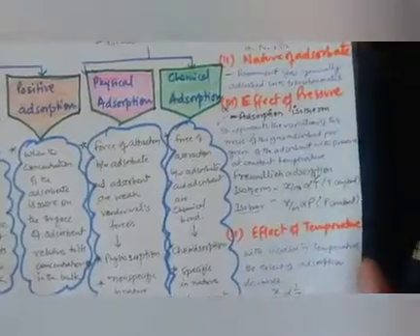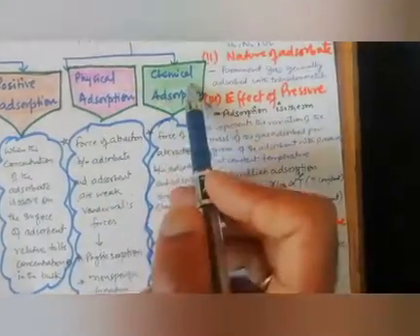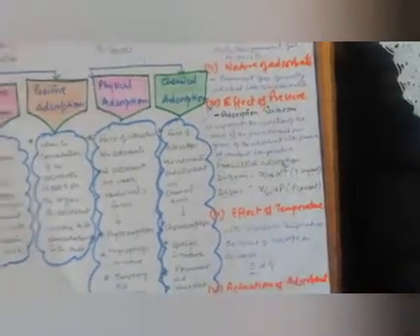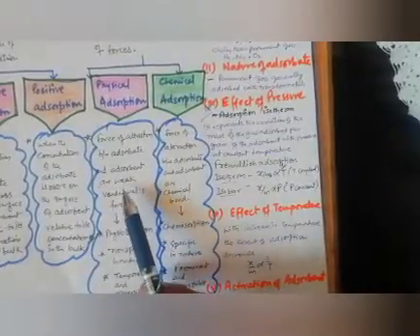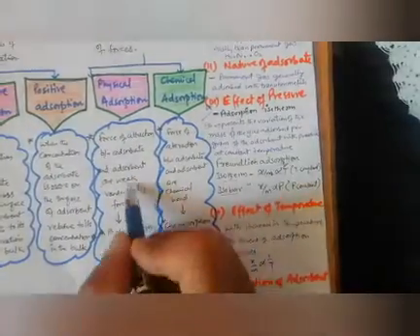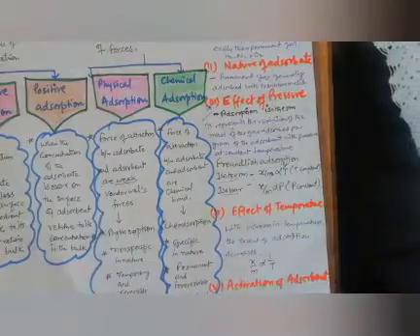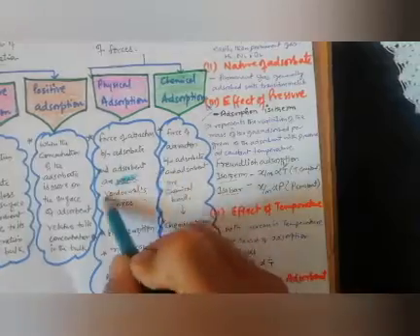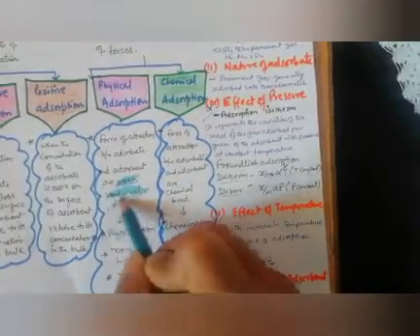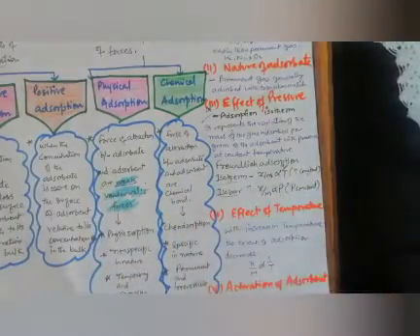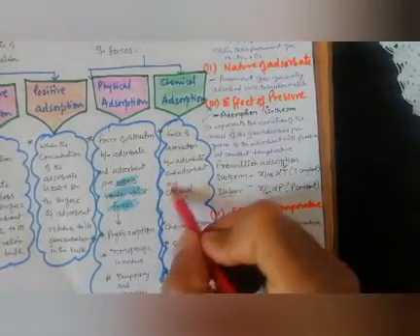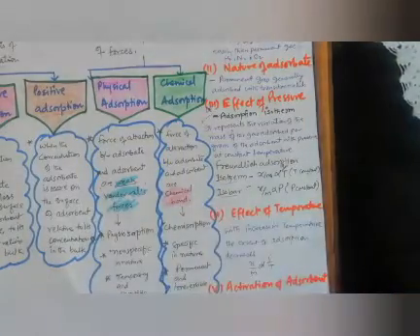Now on the basis of physical and chemical adsorption: physical changes and chemical changes we have studied in junior classes. So it is the same for physical adsorption and chemical adsorption. The force of attraction between adsorbent and adsorbate is weak van der Waals force. When the force of attraction is weak van der Waals force, then it is called physical adsorption. When it is a strong chemical bond, then it is chemical adsorption. This is the first difference.